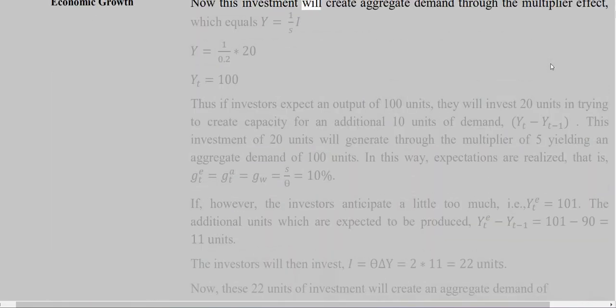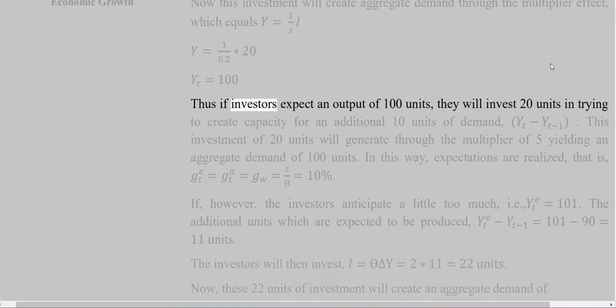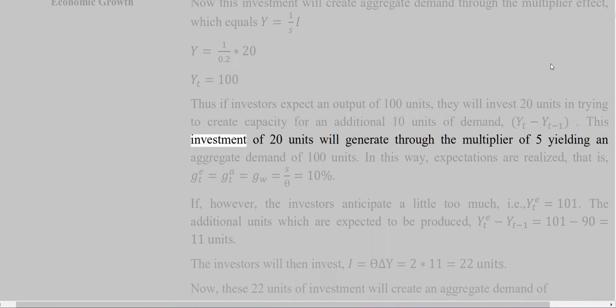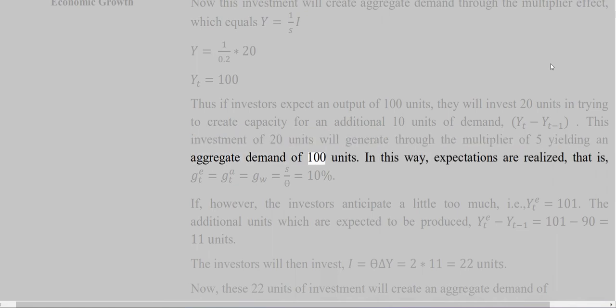Economic growth. Now this investment will create aggregate demand through the multiplier effect, which equals 5 times 20, equal to 100. Thus, if investors expect an output of 100 units, they will invest 20 units in trying to create capacity for an additional 10 units of demand. This investment of 20 units will generate, through the multiplier of 5, an aggregate demand of 100 units. In this way, expectations are realized, that is, the actual, expected and warranted growth rates all equal 10%.